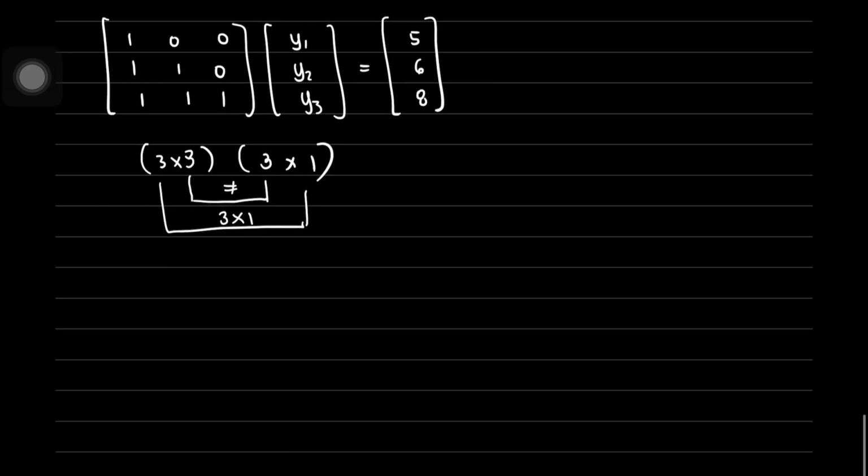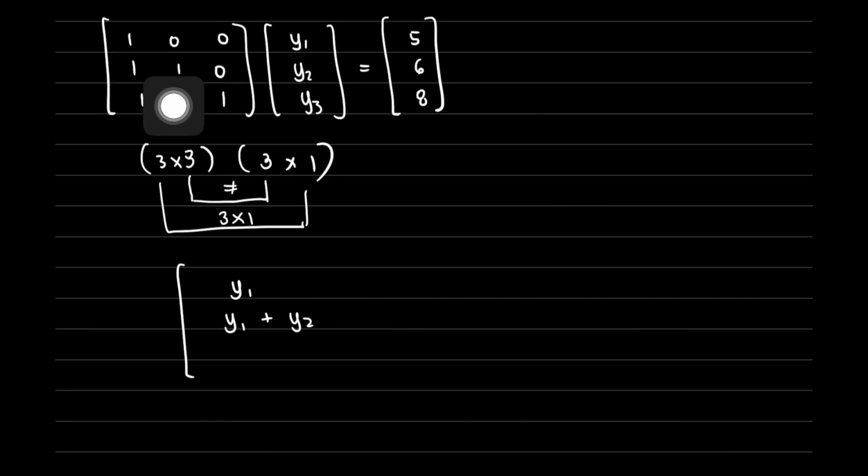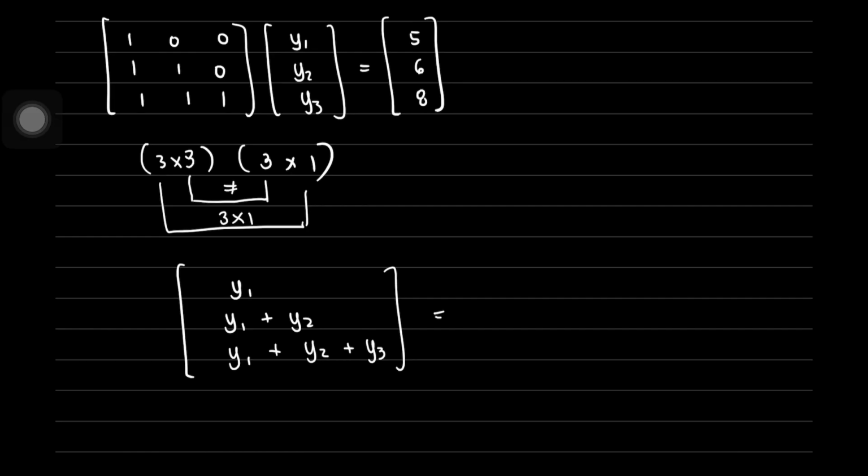Right? So the resulting matrix would be the first row multiplied by the first column of the second matrix, so that's equal to y1 plus 0 plus 0. And then the second row multiplied by this column, we have y1 plus y2. And the third row multiplied by this column, y1 plus y2 plus y3. This is now equated to 5, 6, and 8.